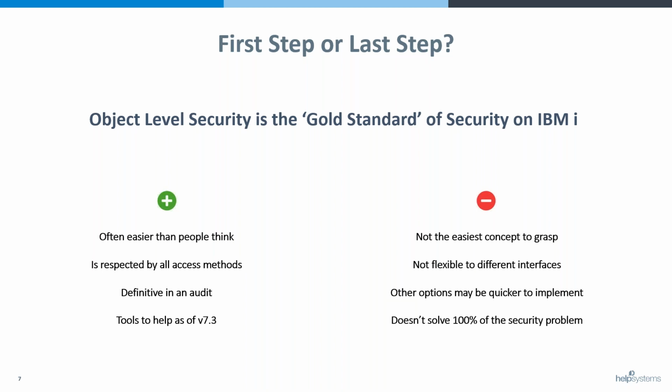The best part about OLS is that it doesn't matter the type of access method that you use, it's going to be respected. It's going to be checked by the operating system. So while sometimes we talk about PC interfaces like FTP as quote unquote backdoors into the system, it's simply because we haven't defined object level security, and therefore the user has access to things that we weren't expecting.